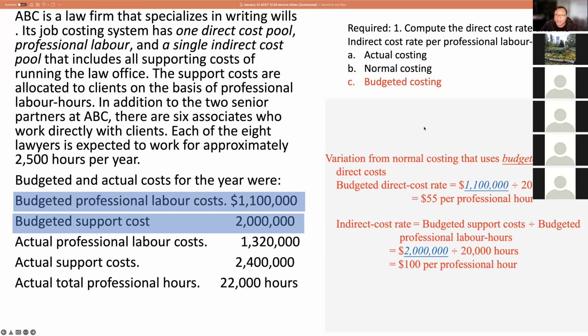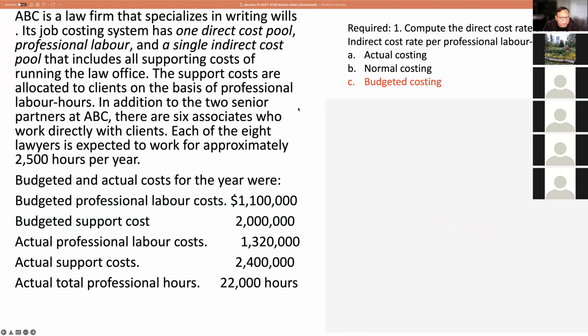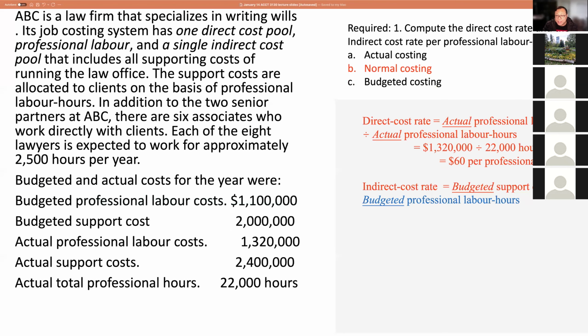Okay, so now let's take a look at the normal costing. Normal costing is in the between. You know what's actual, you always use actual numbers, and for the budget, you always use budget numbers. And normal is in the between. So basically, for direct cost rate, you use actual numbers. For direct cost, that's the labor. Labor is a direct labor, right? That's the direct cost. You are using actual numbers.